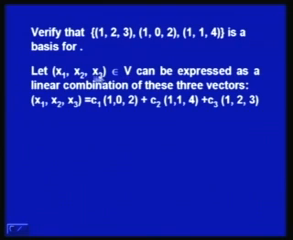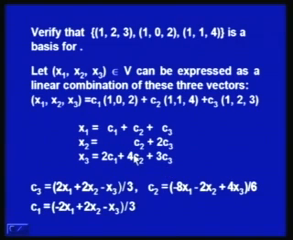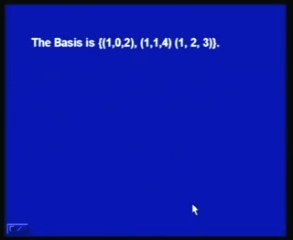So, we can consider any arbitrary vector in V, (x1, x2, x3), and try to express it as a linear combination of these 3 vectors. These are 3 equations if you equate component-wise, and one can solve these 3 equations. This is the solution which I have obtained. You can verify that this is actually the solution, and that means (1,0,2), (1,1,4) and (1,2,3) form a basis for R3.